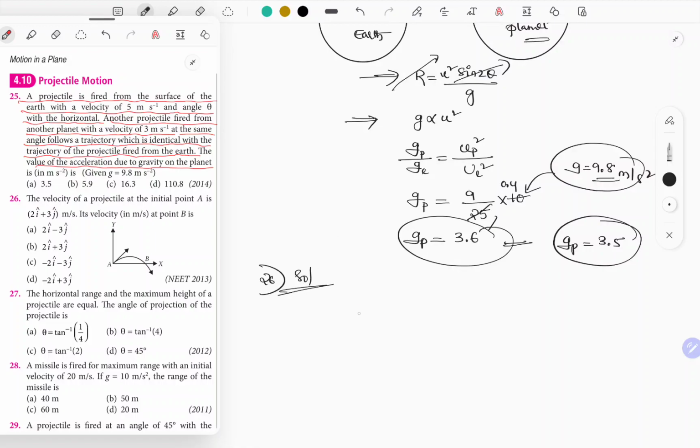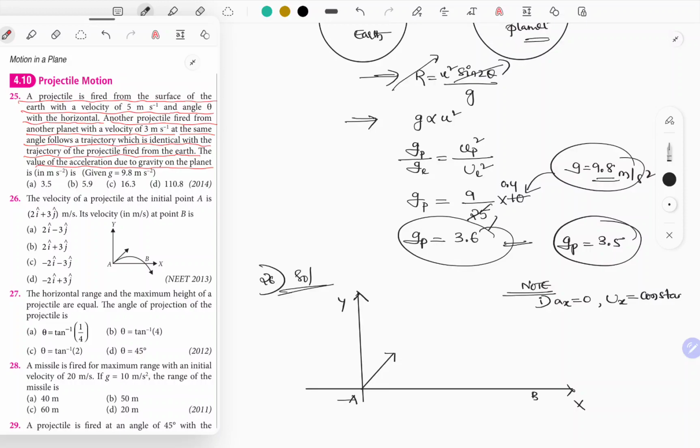Solution. In a projectile motion, which component of velocity is going to be constant, the horizontal component or the vertical component? Horizontal component of velocity is going to be constant. If any object is projected with some velocity u, the horizontal component of velocity in projectile motion is always the same because horizontal acceleration is 0. Remember this point. Note. First point, horizontal acceleration is equal to 0. So horizontal velocity in projectile motion is constant.